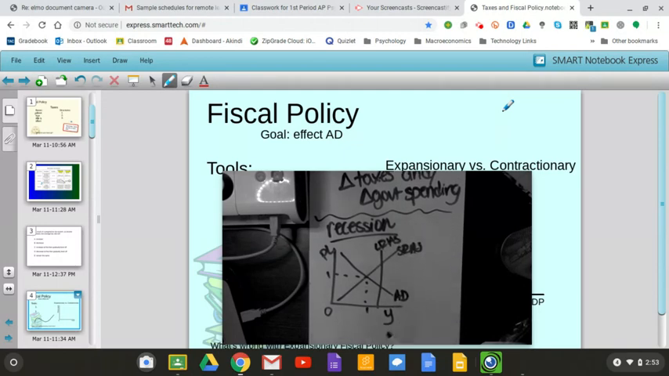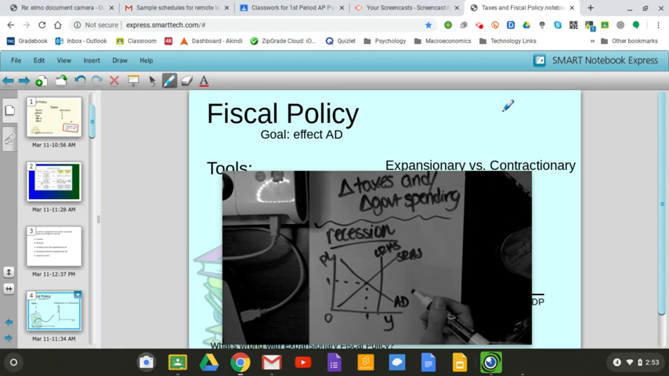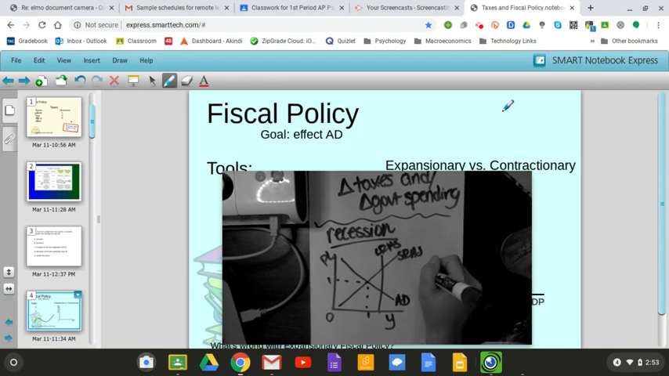Okay, so what do you want to do here? If you want to affect aggregate demand, you want aggregate demand to shift to the right, but how do you do that? So remember, you can either lower taxes, which gives people more money to spend, or you can raise government spending.